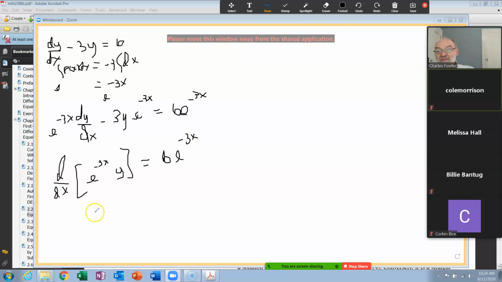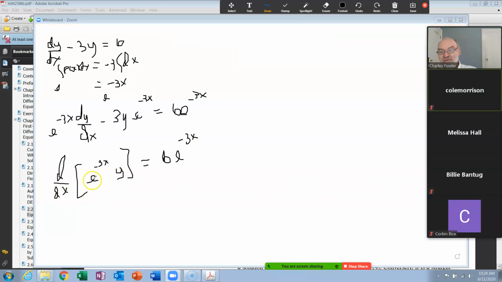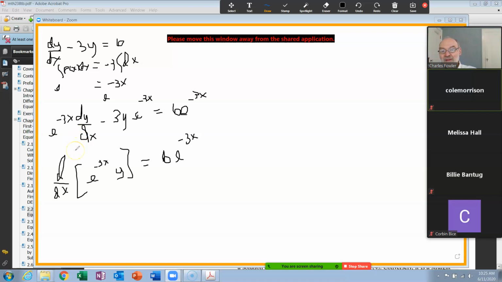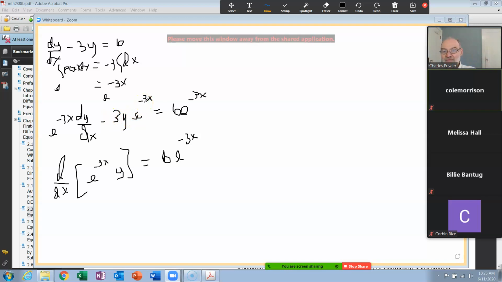Let's verify and see if that is a perfect derivative. Derivative of a product is the first times the derivative of the second, e to the minus 3x times dy dx. Perfect. That term is absolutely right. Plus the second, y, there it is, times the derivative of the first. And the derivative of the first is e to the minus 3x times the minus 3. There's your minus 3, and there's your e to the minus 3x. Sure enough, that is a perfect derivative.